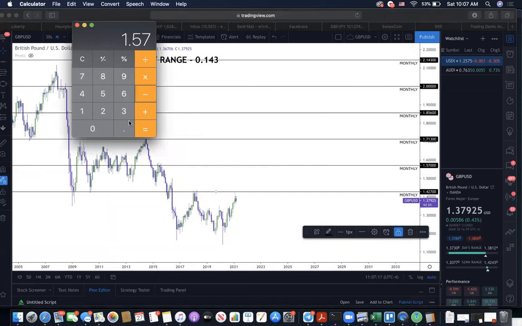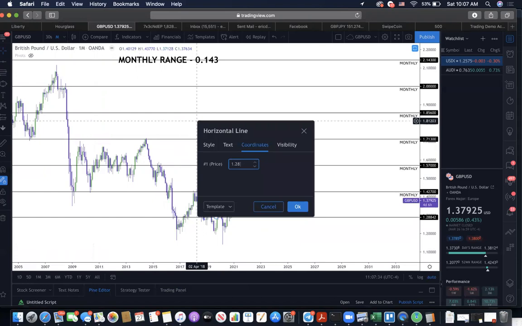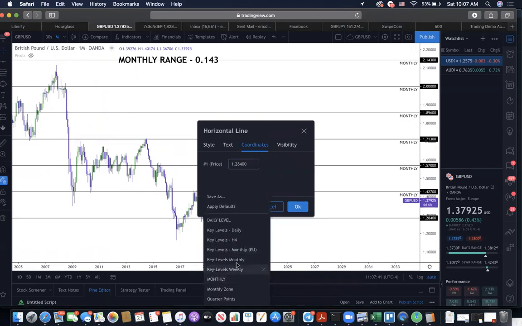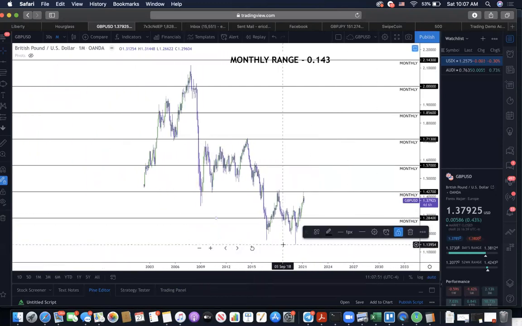So minus 0.143, minus 0.143. 1.284 is the next one. Key levels monthly. Template. Nope. Lock it. And we got one more.